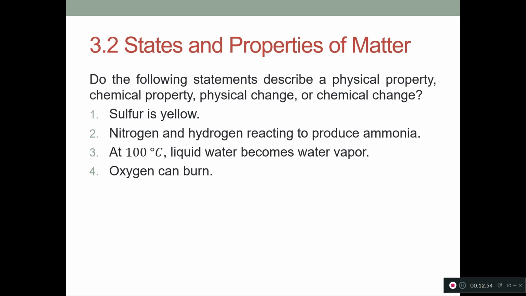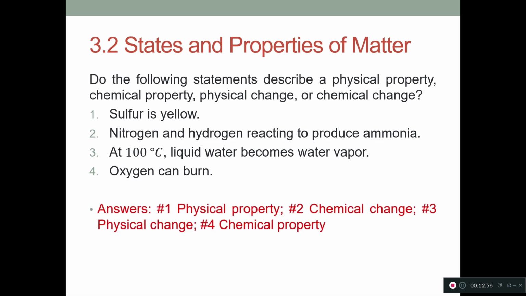And so the answer to these is that the first one is a physical property. So that sulfur is yellow is just a property of it. We're not talking about actually going through any kind of a change, and it's talking about a physical property of it. So this is not a chemical property. Obviously, if you get further into chemistry, you'll know that the color is because of chemical aspects of it, but at this point, we'll just say that the color of it is a physical property of it.